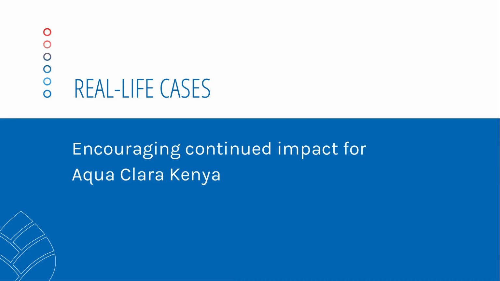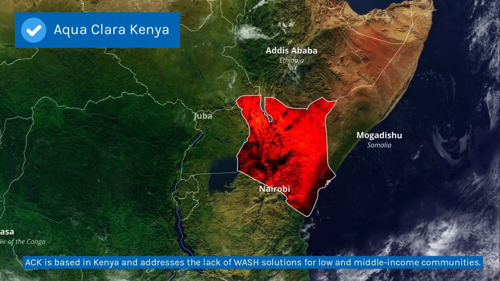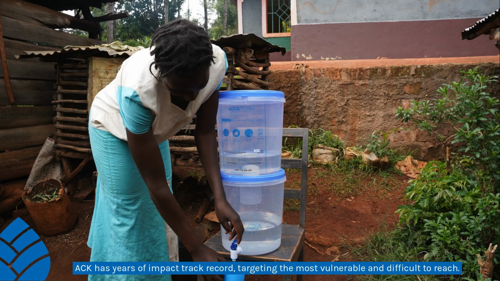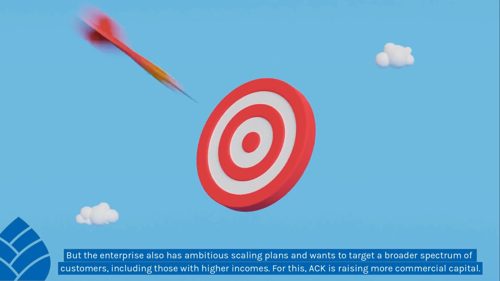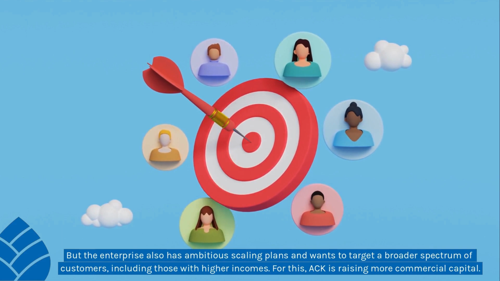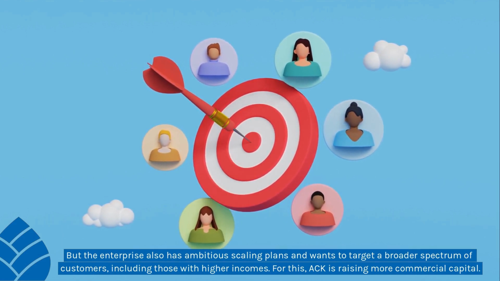Encouraging continued impact for Aqua Clara Kenya, ACK. ACK is based in Kenya and addresses the lack of wash solutions for low and middle-income communities. The enterprise provides affordable drinking water purification and sells mainly household and community water filters, as well as tanks, pumps, and hand-washing stations. ACK has years of impact track record, targeting the most vulnerable and difficult to reach. But the enterprise also has ambitious scaling plans and wants to target a broader spectrum of customers, including those with higher incomes. For this, ACK is raising more commercial capital.